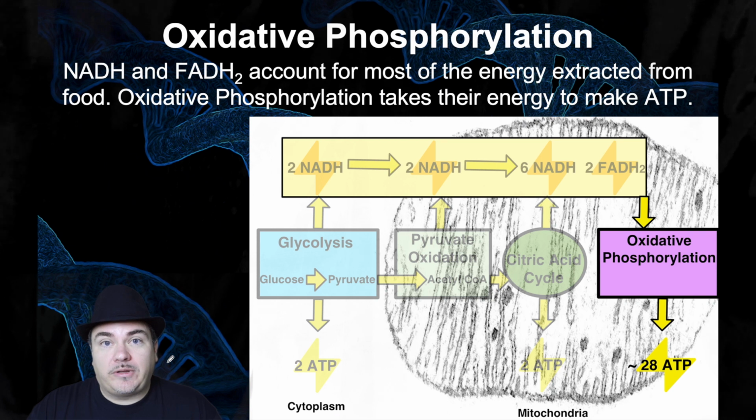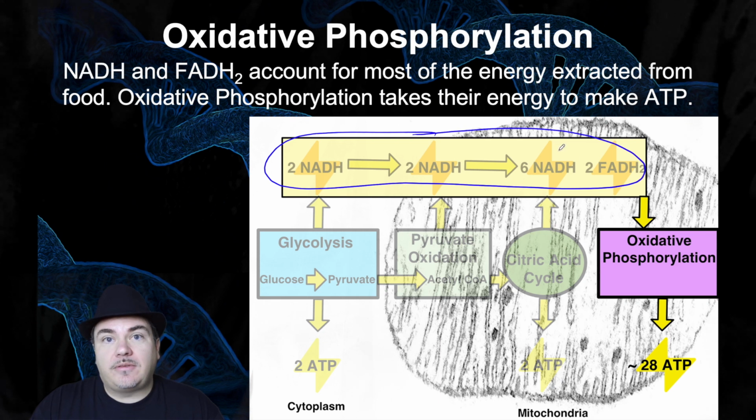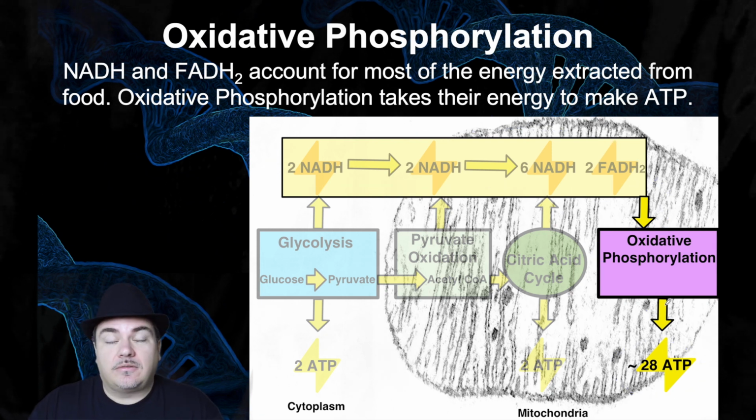Turns out your cells don't really like those batteries. So what we're going to do is take all these charged up batteries that we made and feed them into the last step, the third main stage of aerobic cellular respiration, which is called oxidative phosphorylation. Oxidative phosphorylation is made up of 2 parts, the electron transport chain and chemiosmosis. Through this process, the cell is going to make about 28 more ATP. All right, so let's begin learning about oxidative phosphorylation.